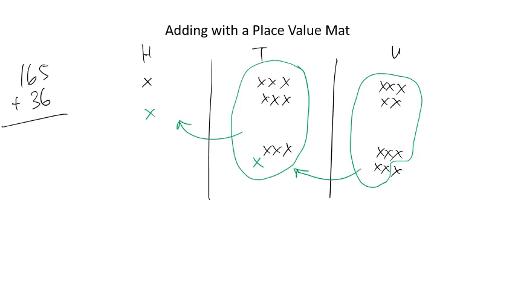And then we just look at what we have on the mat. We've got 2 here. We've got none here. We've got 1 here. So we've got our answer, 201 again. Not that much different than what we saw with the base 10 blocks. Again, it's just that little bit extra layer of abstraction as we move away from the proportionally sized blocks to the non-proportional chips.